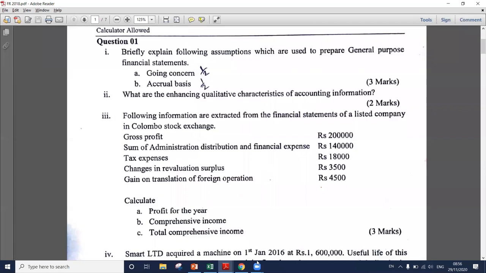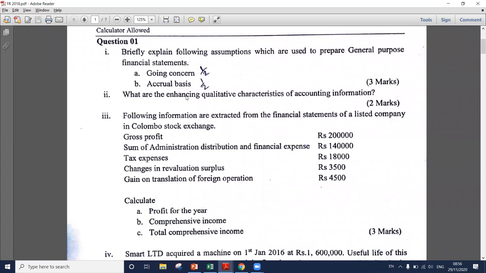You can type in the chat, or you can unmute and talk. What are the four enhancing qualitative characteristics? Understandability. Right. Verifiability. Timeliness. And comparability. Right. Comparability, verifiability, timeliness, and understandability.